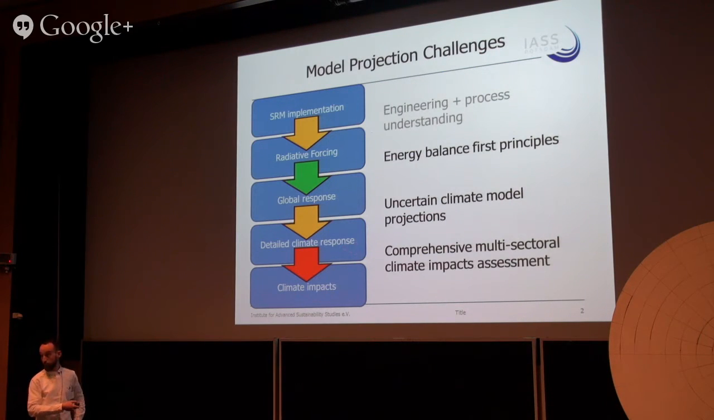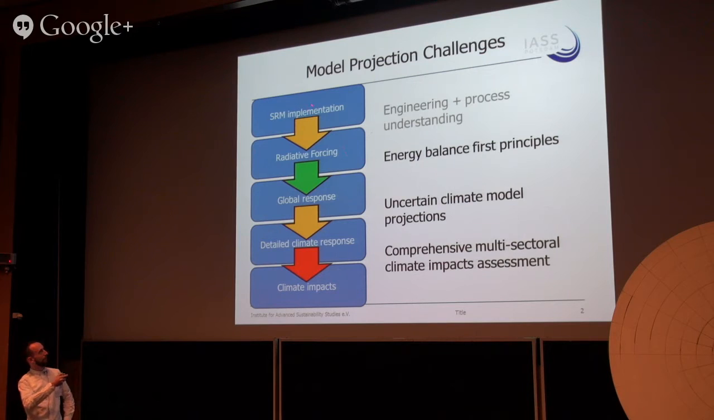If we want to know, like for adaptation, we need to know what the impacts are going to be. The details, like how bad climate change would be, or to what extent SRM would reduce those risks. We need to then look at climate impacts. And that requires a comprehensive multi-sectoral climate impacts assessment that takes into account not just climate change, but a whole range of factors. And now you'll notice I've used different colors here. Very subjective, very qualitative. Green is easy, yellow is moderately hard, red is hard.